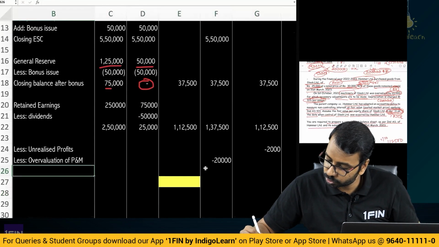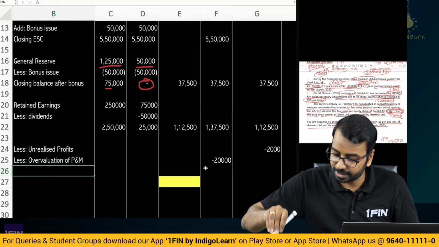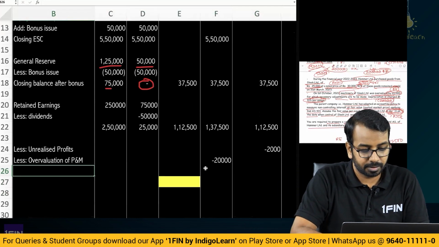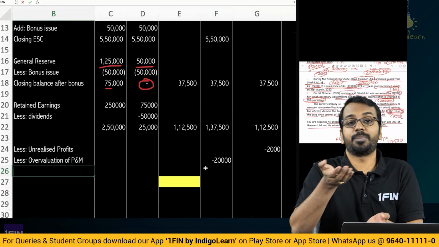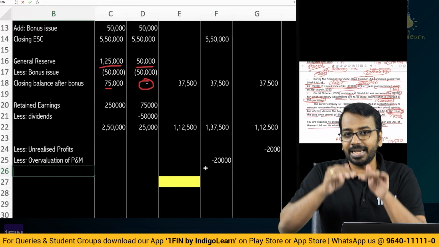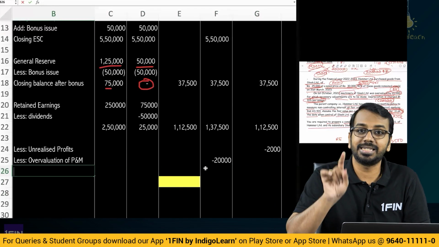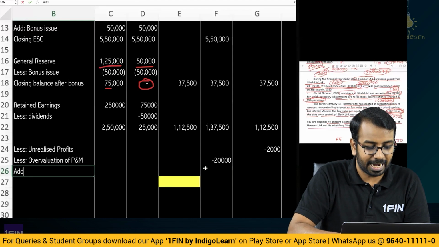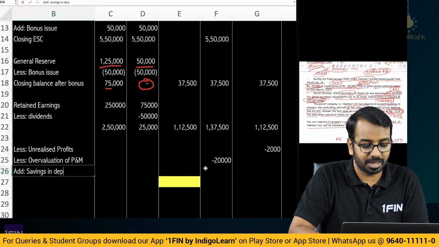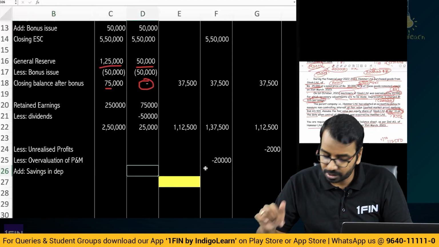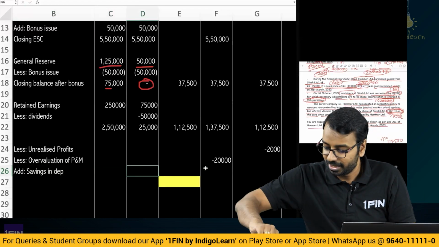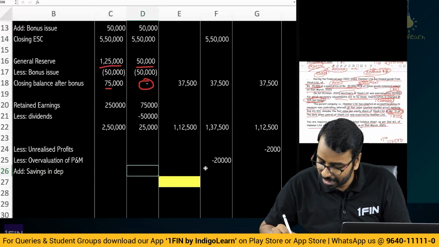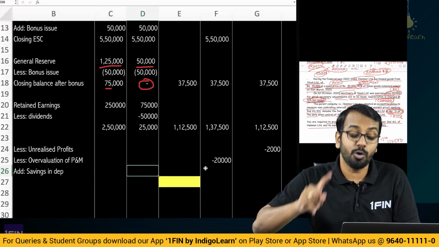Then for this 20,000, depreciation is to be charged at 10% per annum. So if the machinery has increased in value, we will charge more depreciation. If the machinery has decreased in value, we will charge less depreciation, which means we will add savings in depreciation. How much is that? 20,000 into 10%, that is 2,000. Don't make that mistake. It is for half a year, not 10% per annum alone. So 2,000 by 2, 1,000.